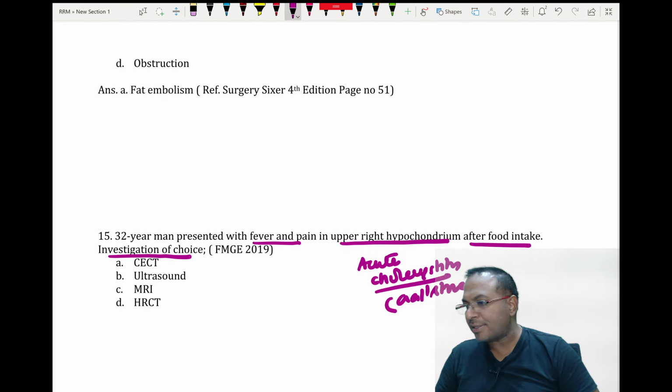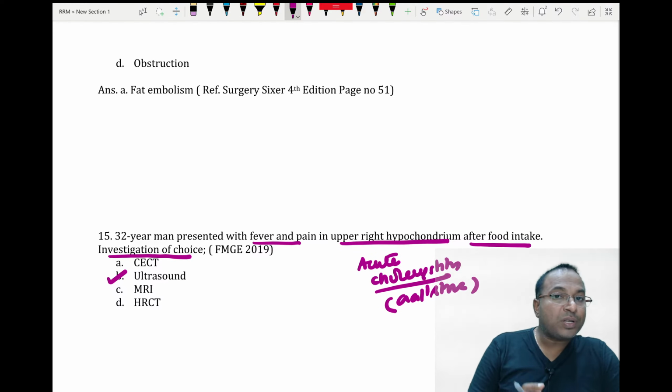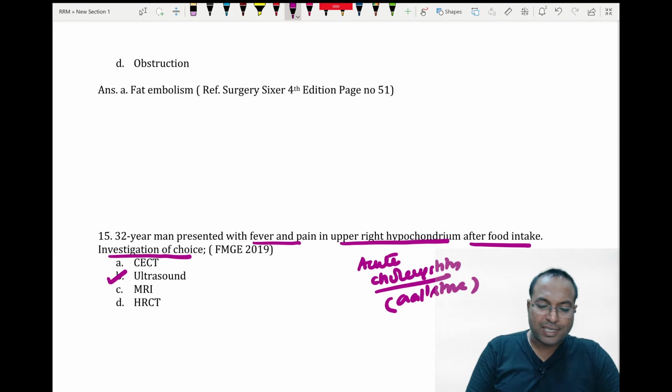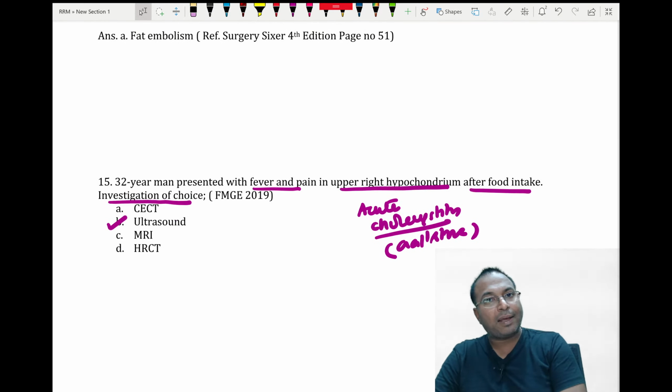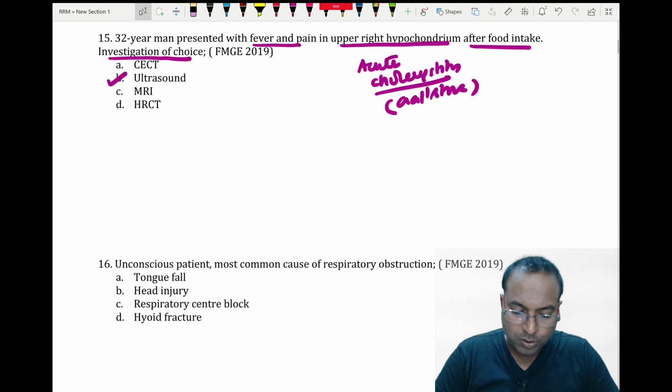The answer here is very simple. Ultrasound is enough to diagnose acute cholecystitis. Actually, this is a hepatopancreaticobiliary question that came here wrongly. But please remember, a patient with fever and right hypochondrial pain should make you think of acute cholecystitis, especially after food intake, when a gallstone is more likely to get occluded at the cystic duct. Simple ultrasound is the answer.